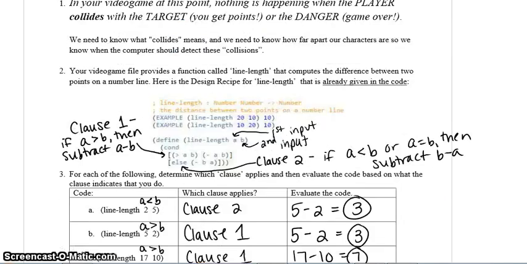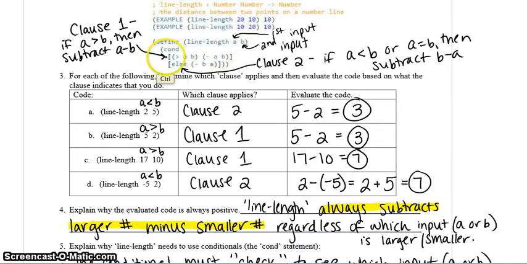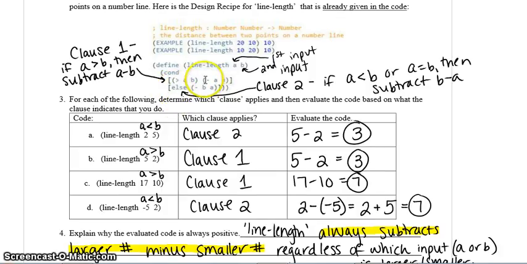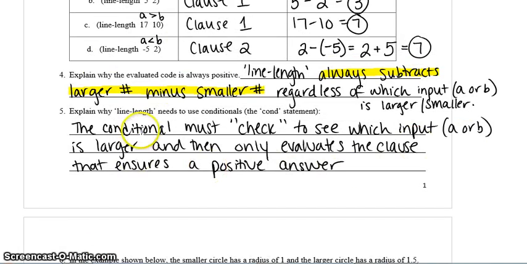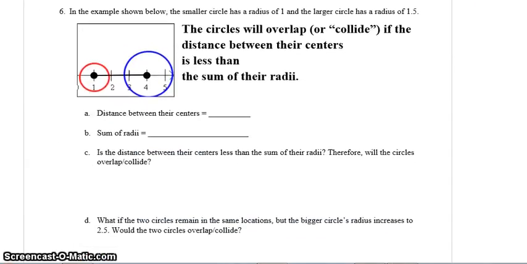So we know that the way a conditional works is the two clauses basically ask a true or false question. So is A greater than B? If true, then evaluate A minus B. If false, then move on to the next clause. So what makes the conditional necessary is that only one of those clauses will be true, and that's the only one that will be evaluated. Of course, it will subtract larger minus smaller always. On the next page, let's take a look at number 6.